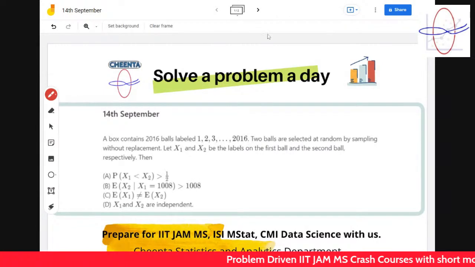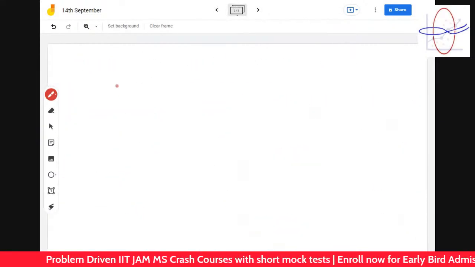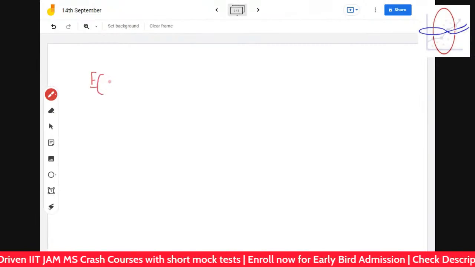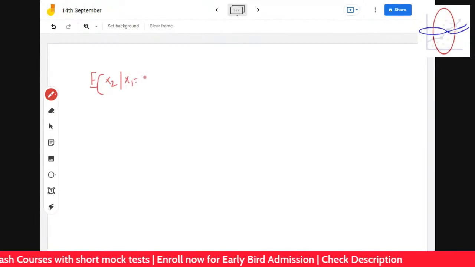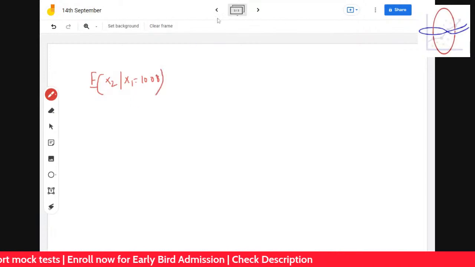Okay, so let's compute the expectation of x2, the conditional expectation. It's very easy. The expectation of x2 given x1 is equal to 108. This is what?